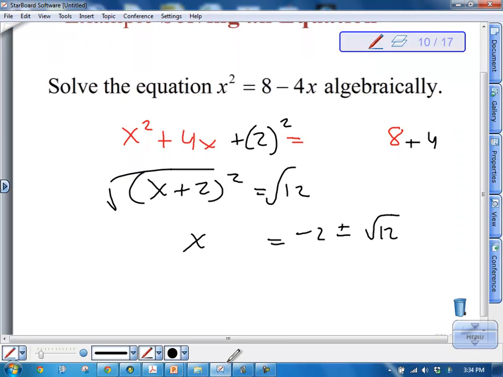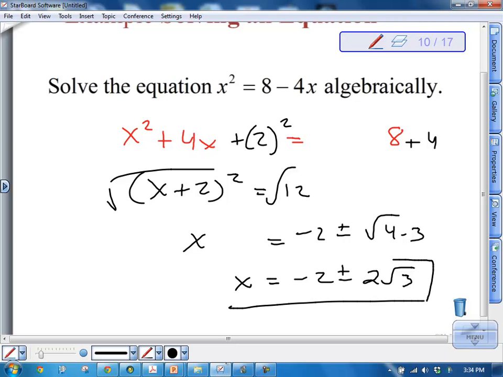And we can simplify this if we want. 12 is really 4 times 3. So this would be 2 square root of 3. So we've got negative 2 plus or minus 2 square root of 3 as our answer, in simplified radical form.